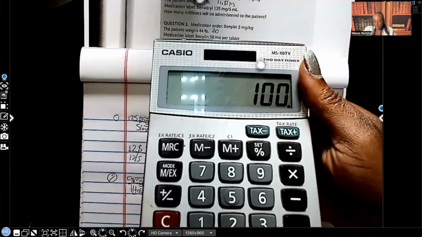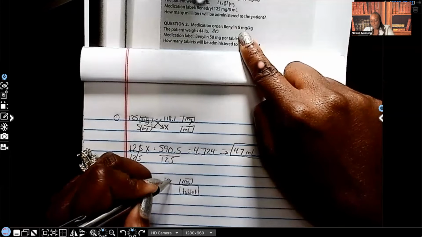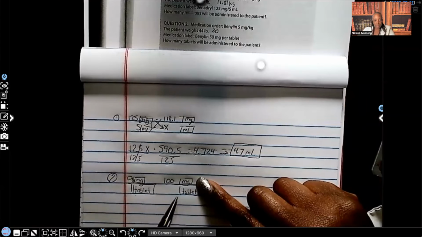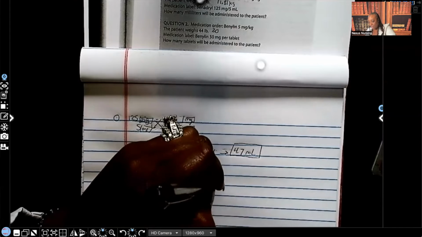So where does our 100 go? Here's 100 right here, guys. Do it on your calculator. It gives you 100. Does our 100 go on top or bottom? It goes on top because remember what we're solving for, the milligrams. So it's 100 what? Milligrams. X is on the bottom. We're solving for X. So our answer is going to be in tablets, right? So let's keep doing this math.